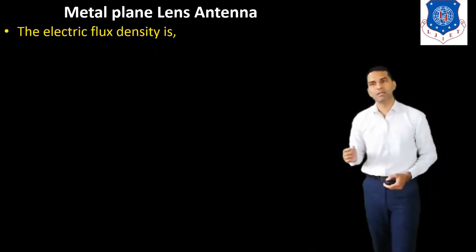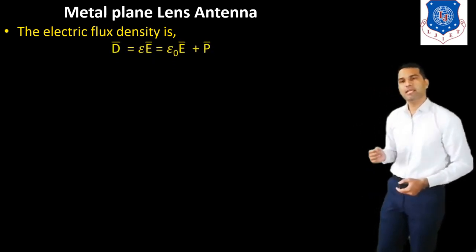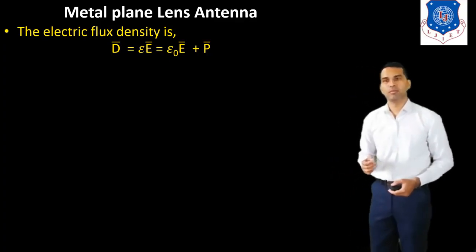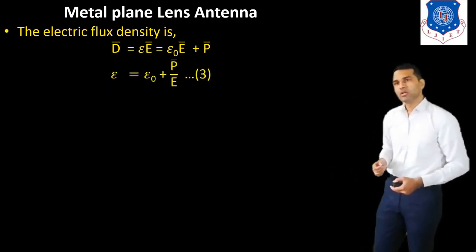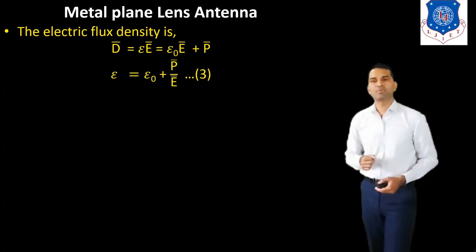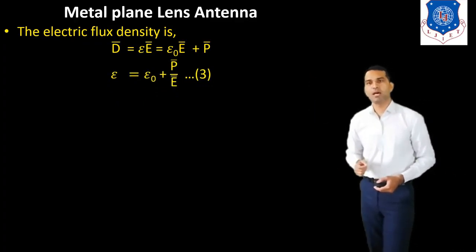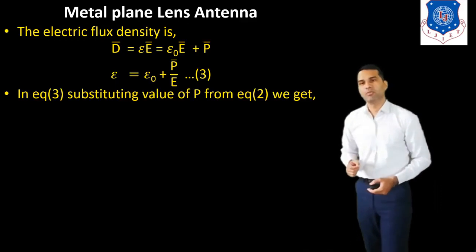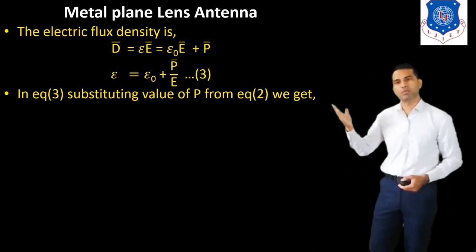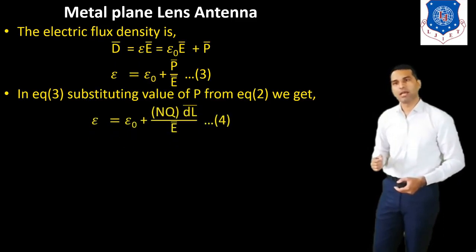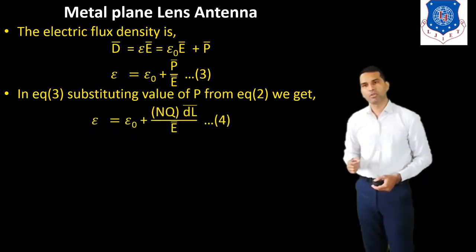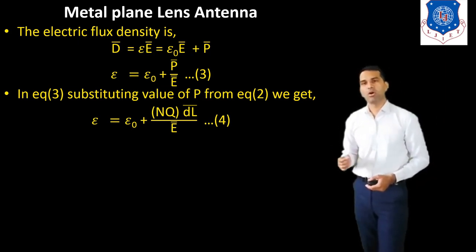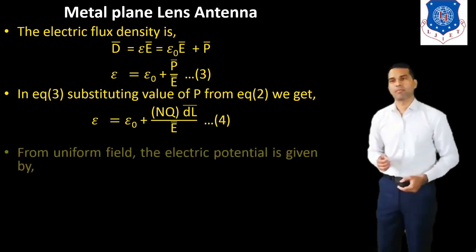Now the electric flux density is D is equal to epsilon into E, or we can simply write it as epsilon 0 E plus P. So from this equation we can write epsilon is equal to epsilon 0 plus P upon E. In equation number 3, we substitute the value of P from equation number 2. So we get epsilon is equal to epsilon 0 plus, instead of P, we put the value N q dot dl upon E.